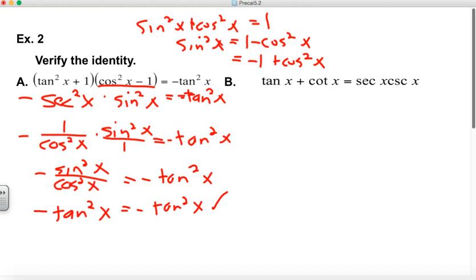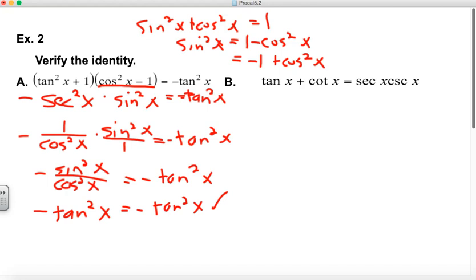All right, let's do another one. So B part over here, tangent x plus cotangent x equals secant x times cosecant x. All right, so notice that on the left side you're adding things, but on the right side they're multiplied together. So that's a hint that you need to figure out a way to combine those two terms together, the tangent x and the cotangent x.